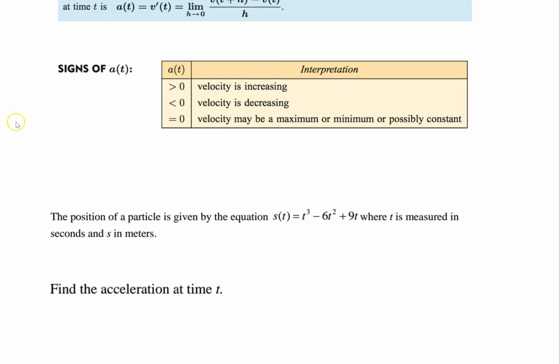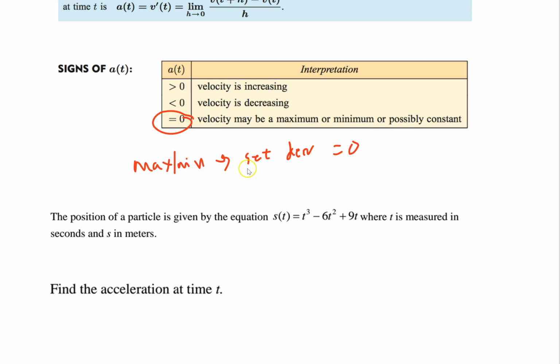So some key terms right here. If acceleration is positive, the velocity is increasing. If it's negative, velocity is decreasing because you're decelerating basically. You're going to the left. And velocity may be max or min. This is something we're going to talk about more in a second. Anytime I ask you to find the max or min of something, it's always the same thing: you set the derivative equal to 0. That's how you find the max and min of almost anything.